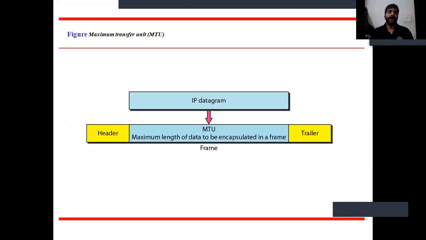Maximum transfer unit, MTU, means the maximum length of data that can be encapsulated in a frame, excluding the IP datagram header, like that.